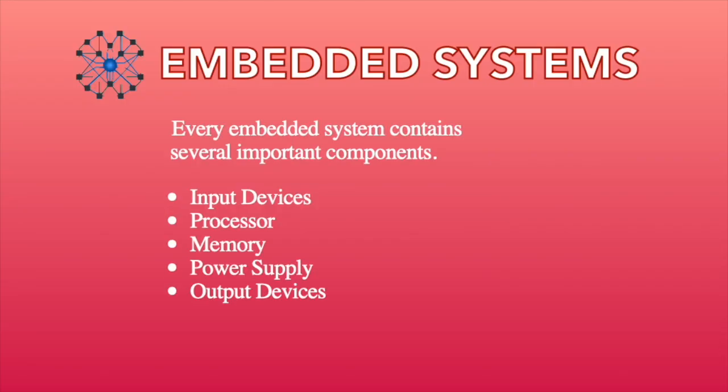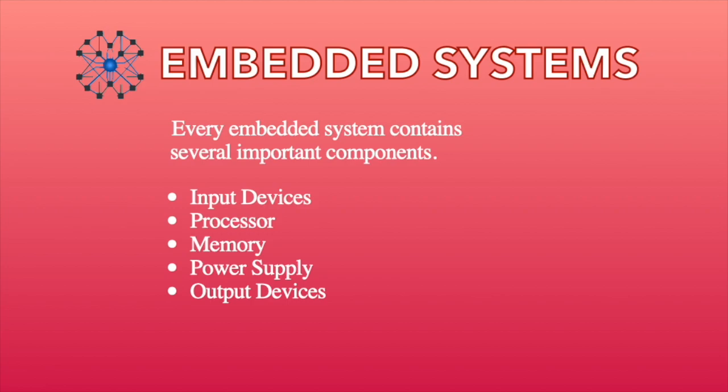An embedded system consists of several important components that work together to perform a specific task. First, the input device is used to collect data from the user or the environment. Examples include switches, keyboards, and buttons. Next, the processor acts as the brain of the system. It processes the input data, performs calculations, and controls the overall operation of the embedded system. The memory stores program instructions and data needed for processing. It helps the system remember information temporarily or permanently.